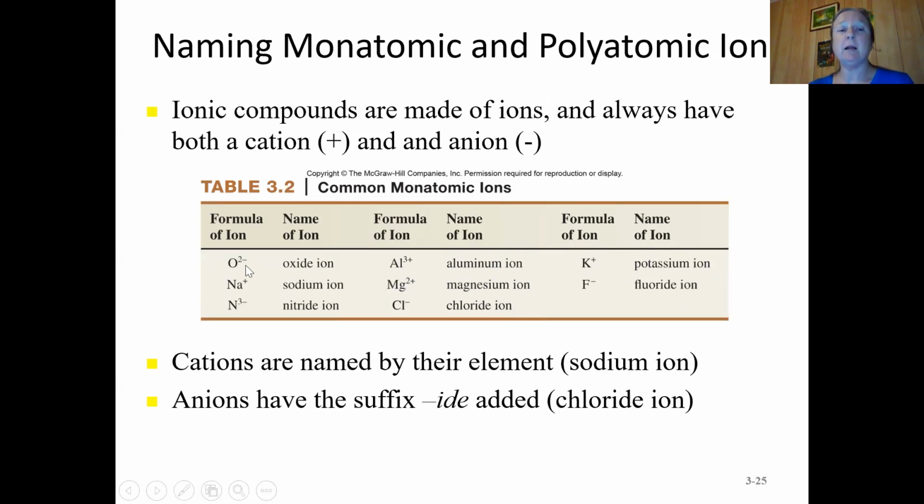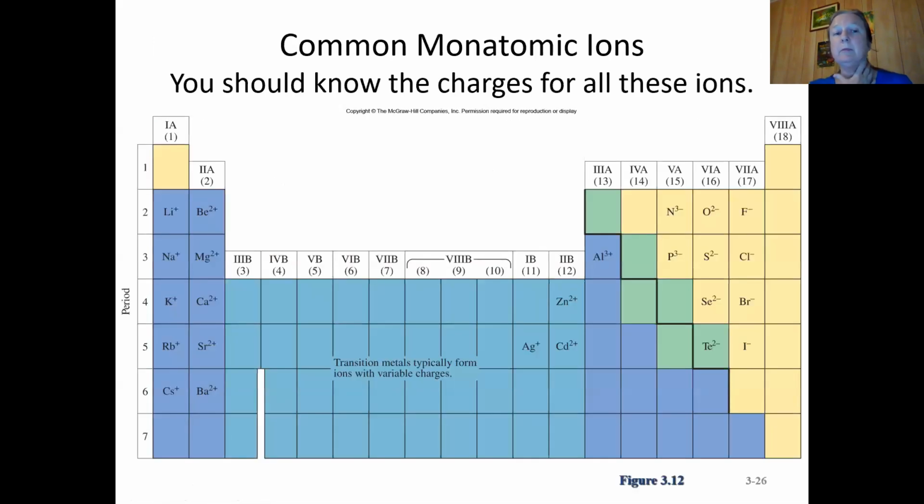If it's an anion, you add the ending IDE. So for a negatively charged single ion, oxide, nitride. So this is nitrogen. We kick off the ending and we add IDE: nitride, oxide, chloride, fluoride. So these are your basic naming rules for ions. So be sure to know these. These are the most common ones you're going to find.